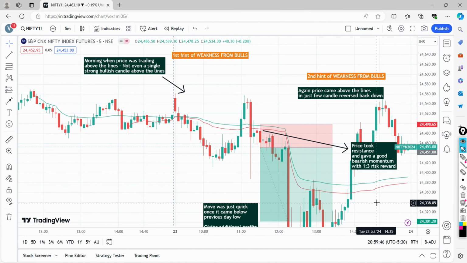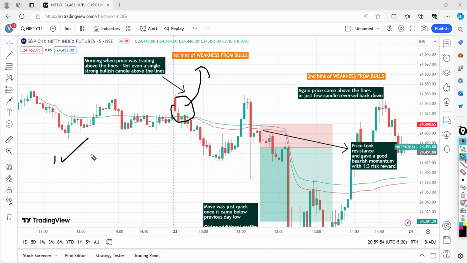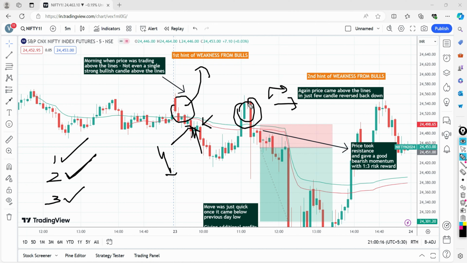Now try to understand how many clues are there in our favor. Morning, bulls are weaker, clue number 1. Bulls are weaker again here, clue number 2. Here, price trading below this from this area itself. So bearishness, the direction the Intraday Directional Finder system is showing us. I'll consider this as clue number 2 and this one as clue number 3. This one, weakness from the bulls.